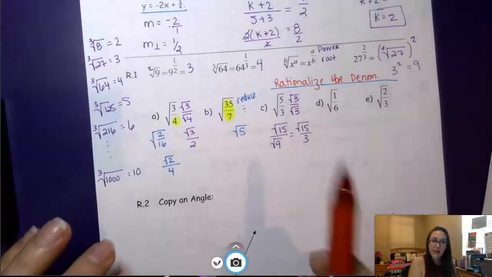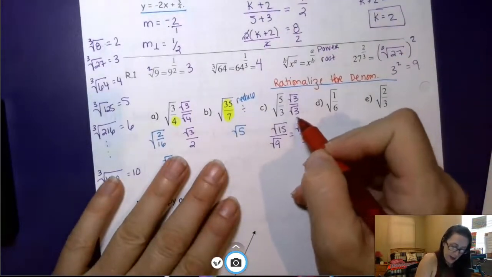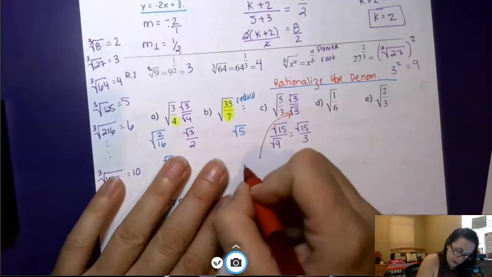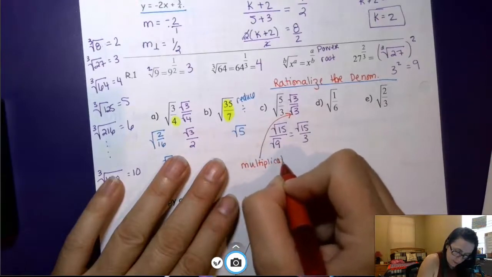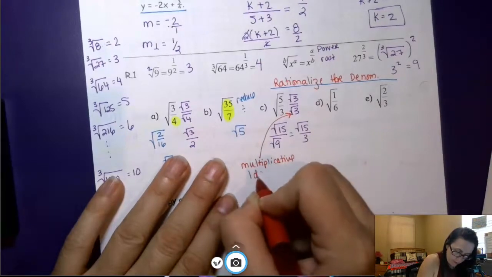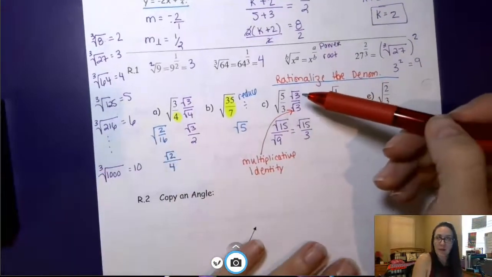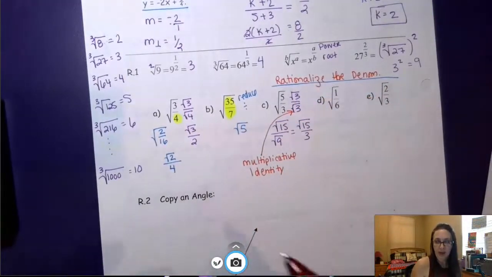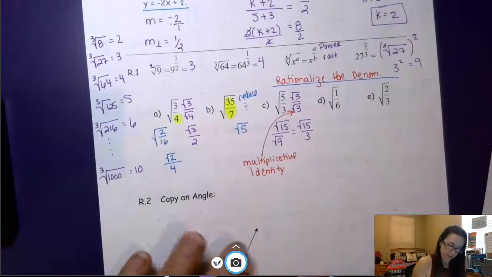You want to rationalize the denominator because you want to get rid of the radicals. No radicals in the denominator. This is the multiplicative property, multiplicative identity. So if we're multiplying by root 3 over root 3, that's 1. I'm not changing the value. I'm just changing how it looks to get the radical out of the denominator.